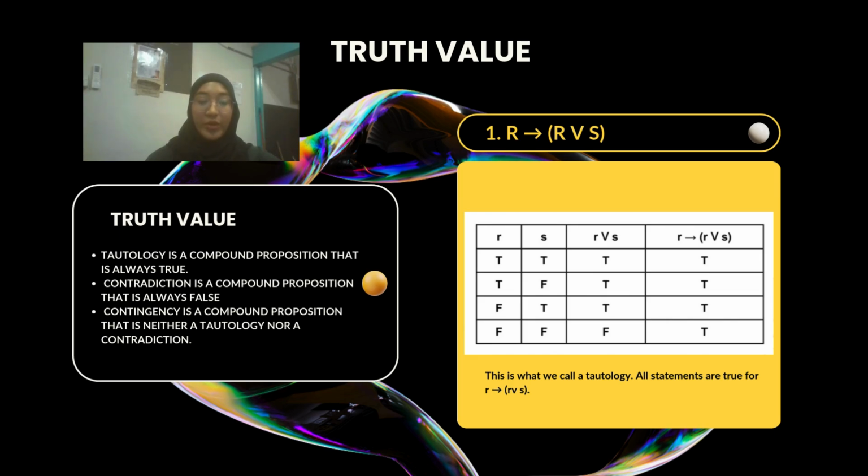For example 1, we have R implies R or S. From the table, we can see this is what we call a tautology. All statements are true for R implies R or S.